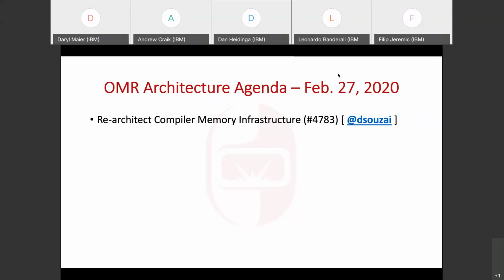Remind myself how this works. So the type dictionary and the method builder take in a system segment provider. There is an OMR system segment provider. There's a J9 system segment provider. They have different constructors because they're not extensible.